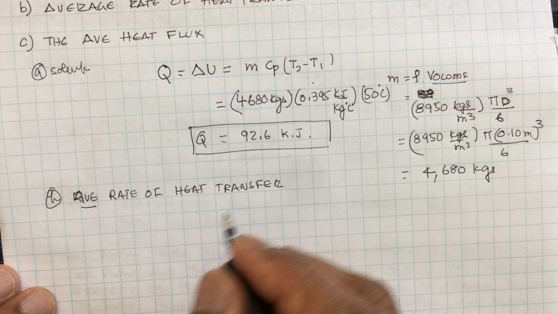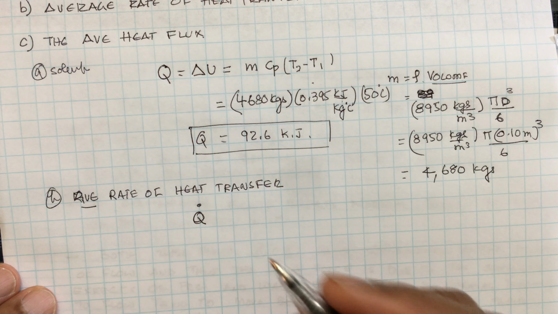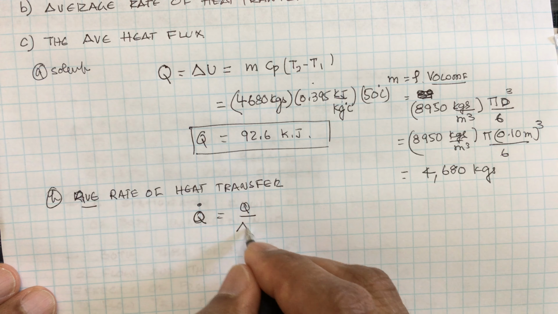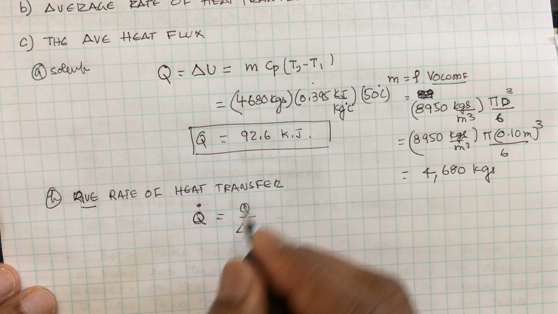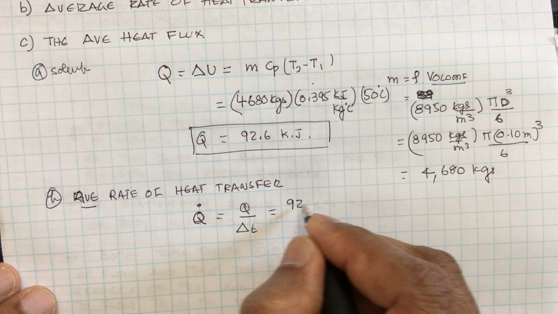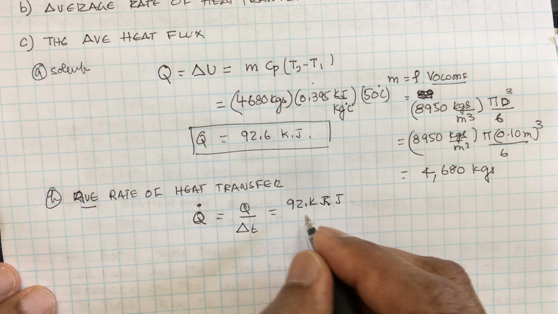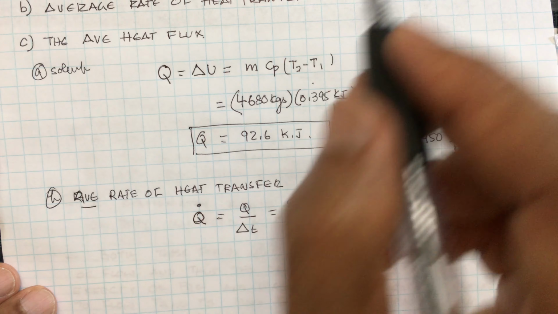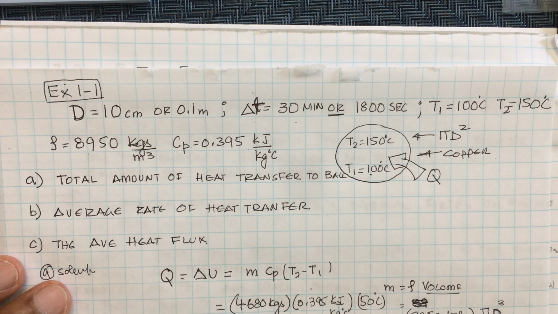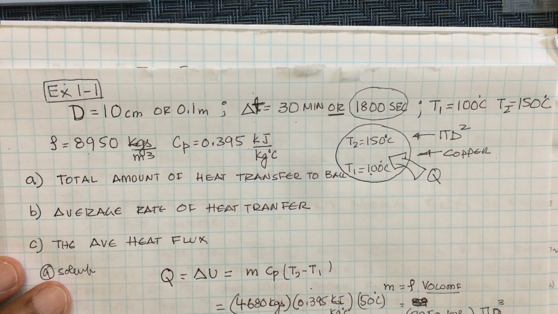So how do you find the average rate? Here's the formula. Whenever you are using an average, that means time is involved. It is nothing but total heat divided by delta T. We already calculated total heat, 92.6 kilojoules. And delta T, if you remember, is 30 minutes, so that means it took 1800 seconds. That is your delta T.